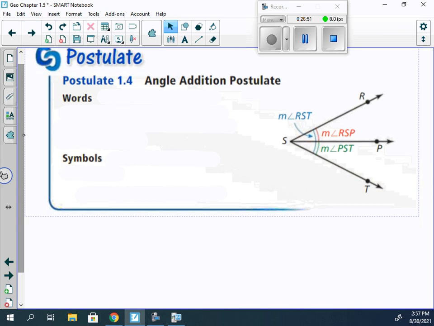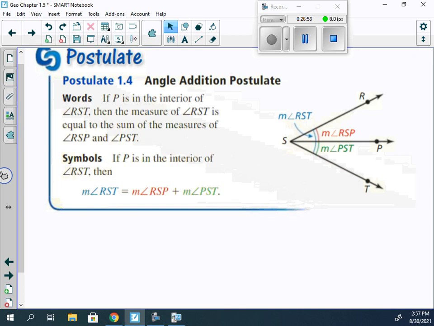Okay, let's look at this next part, the angle addition postulate. I have a feeling I will show you. Let's go on and look at it. Don't write all this down because I don't think you need to.